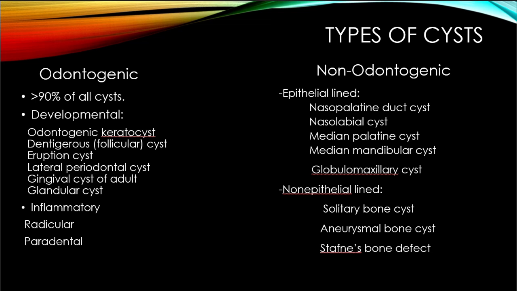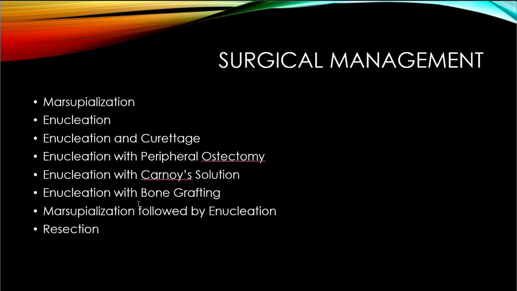For the non-odontogenic, they can be epithelial lined or non-epithelial lined. Epithelial lined ones include nasopalatine, nasolabial, median palatine, median mandibular cyst, and globulomaxillary cyst. The non-epithelial ones include simple bone cyst, aneurysmal bone cyst, or Stafne bone defect. Now, as management, we have two major options: marsupialization or enucleation.